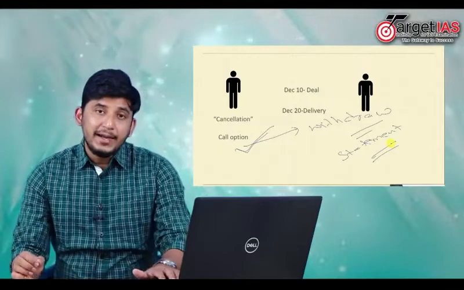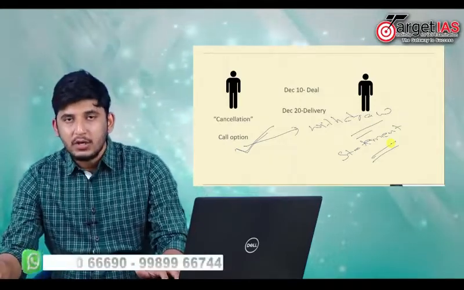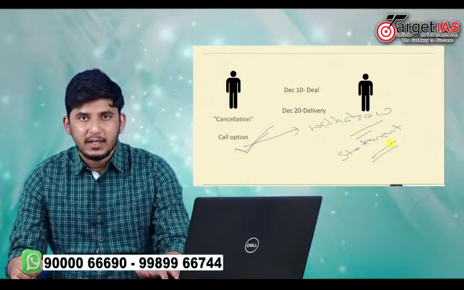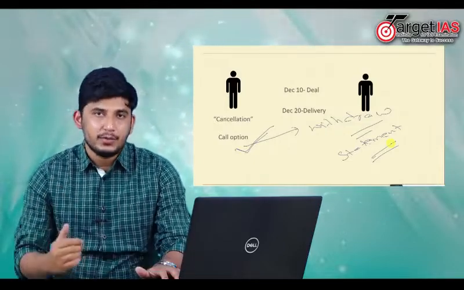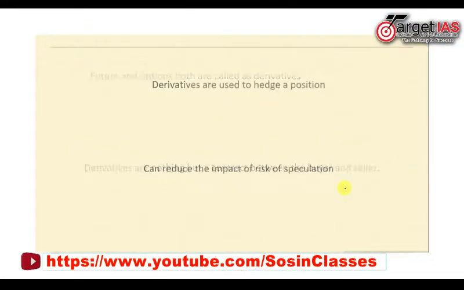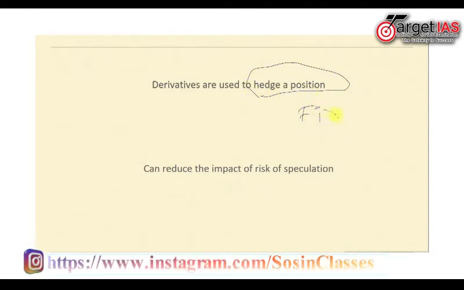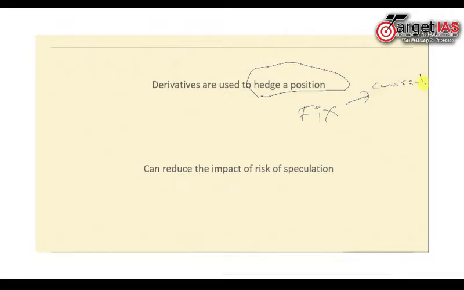So speculation can be hedged. Speculation will create risk, and that can be hedged by the derivatives, by going on a contract. That's why they go on a derivative model. Derivatives are used to hedge a position, to fix, because they are fixing on the current prices.